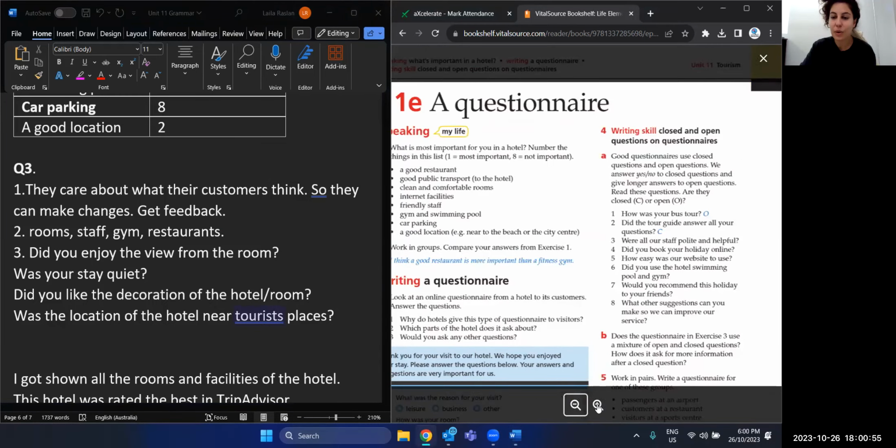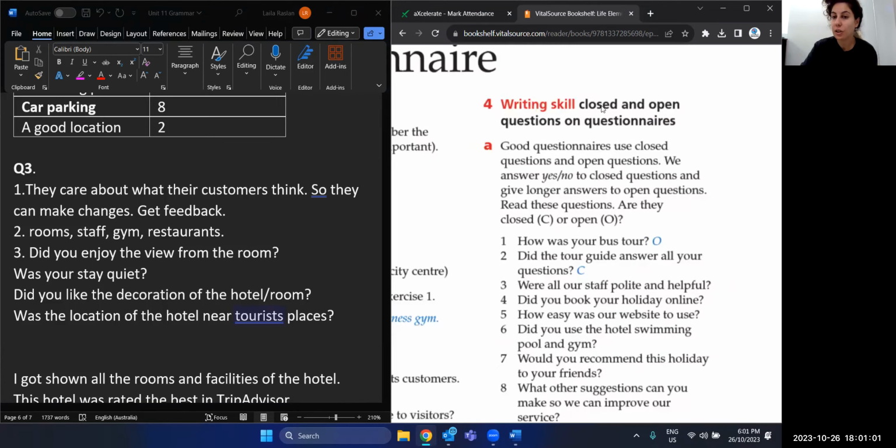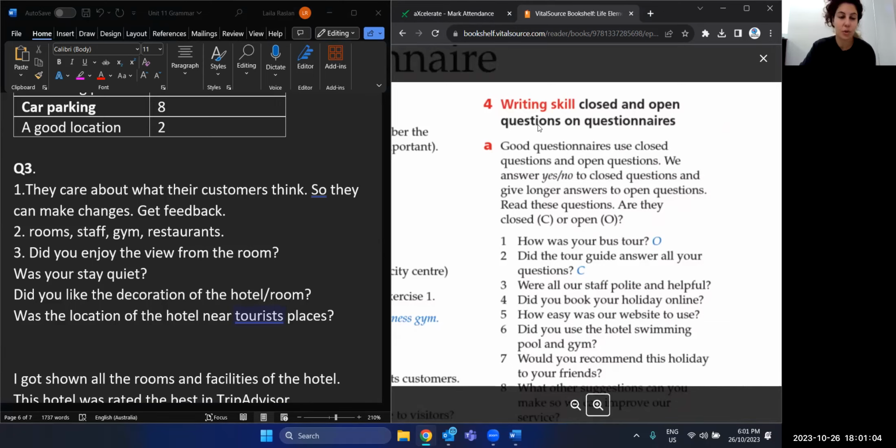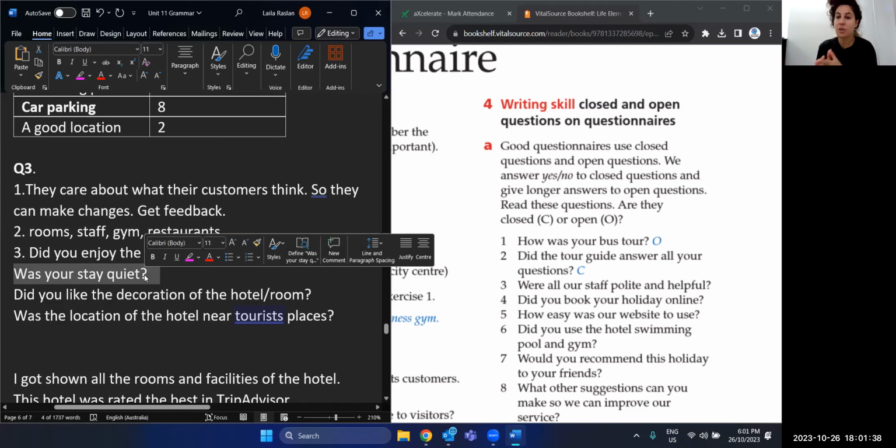Okay, so when we ask questions, we've got these types of questions that we can ask. They're called closed questions or open questions. Good questions use both open and closed. What do they mean? When you ask a closed question, it has a yes or no answer, and that's it. For example, did you like the hotel? Yes or no. Did you like the restaurant? Yes or no. Did you like the decoration? Yes or no. Was it nice and quiet? Yes or no. That's a closed question.